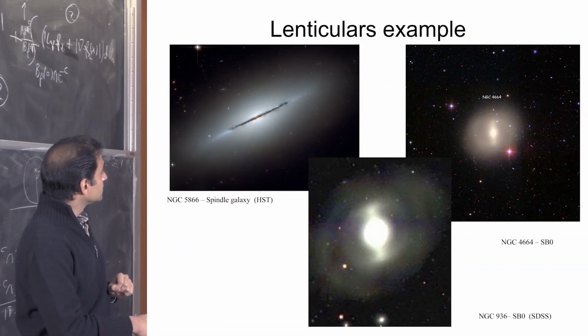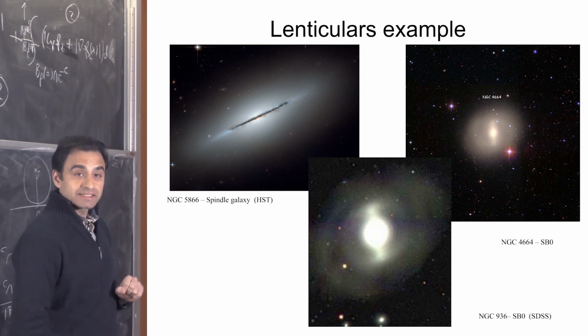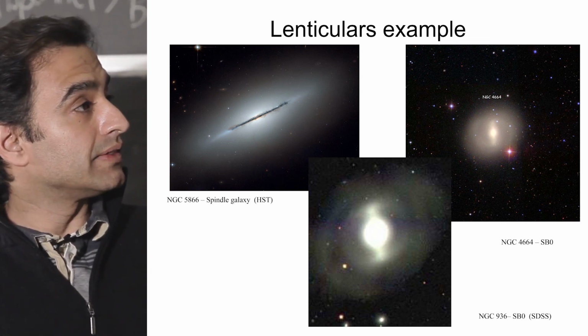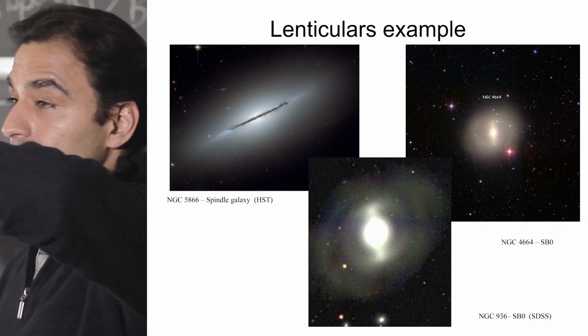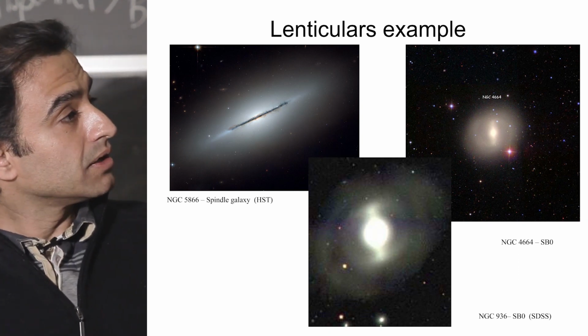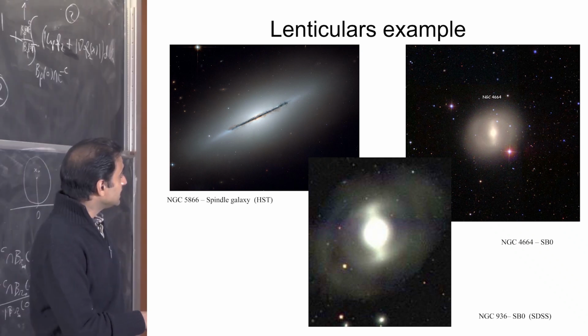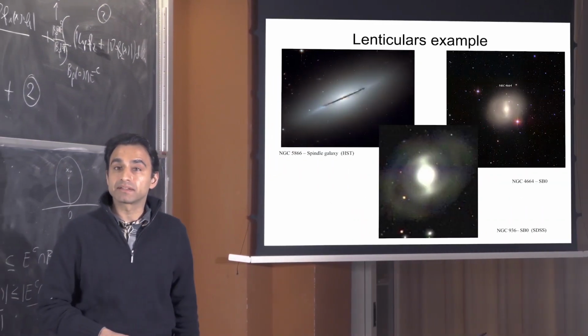These are examples of different types of lenticular galaxies. You can see that this lenticular galaxy is seen edge-on. This one and this one are seen face-on. Interestingly, both of these have a bar, but you can see the absence of clear spiral patterns.